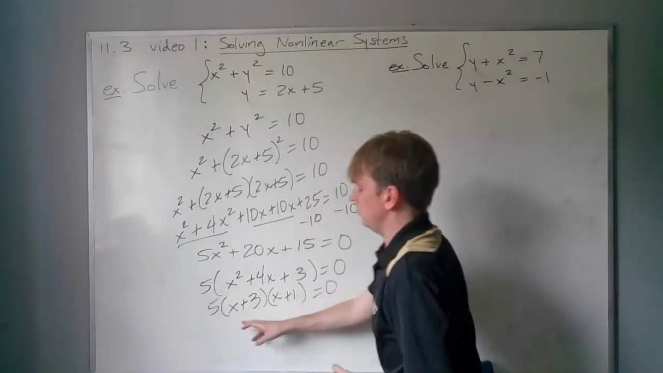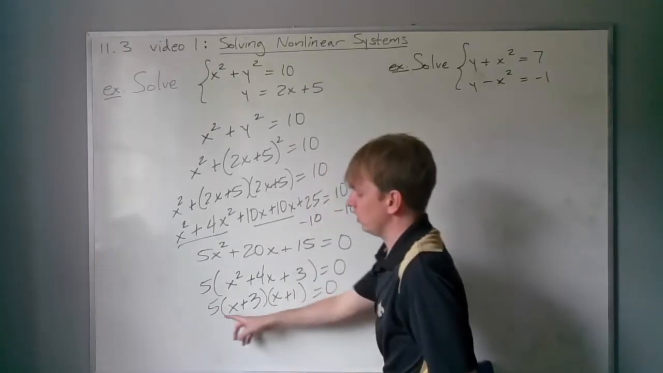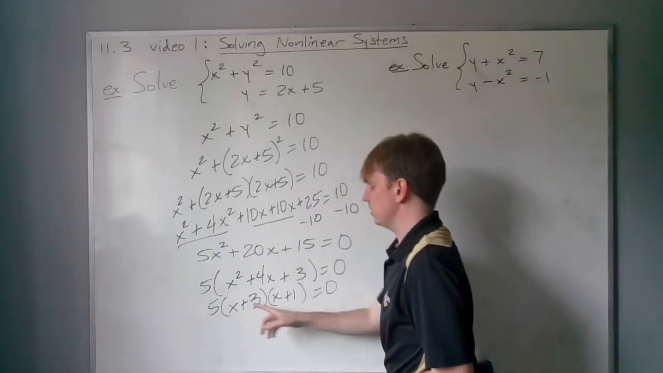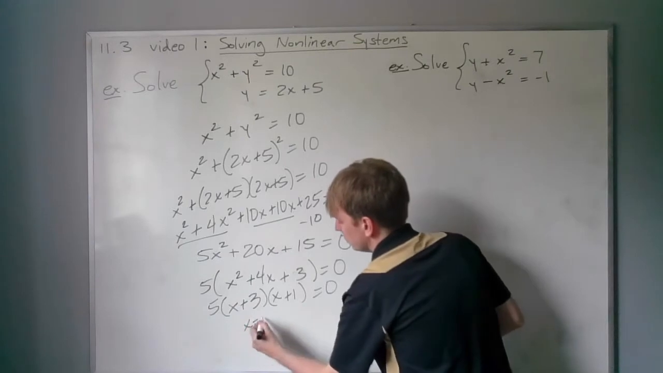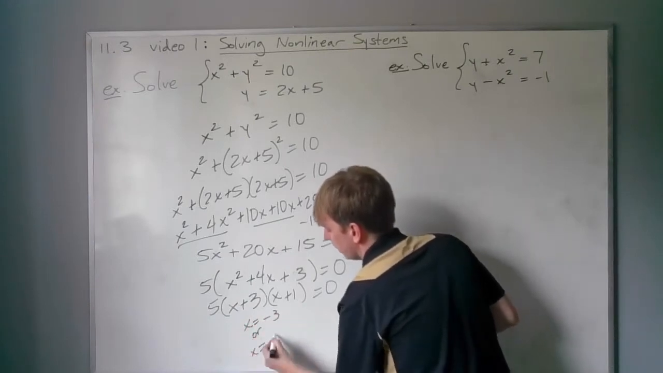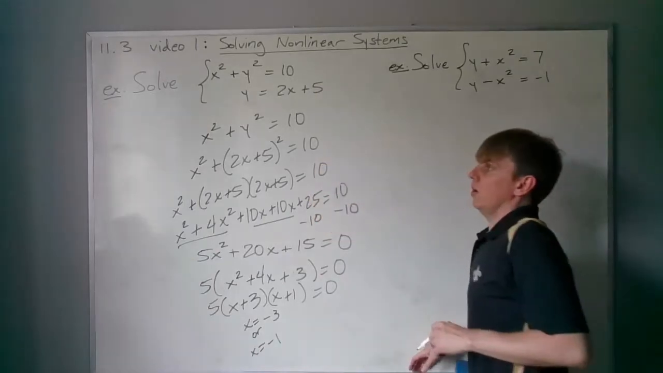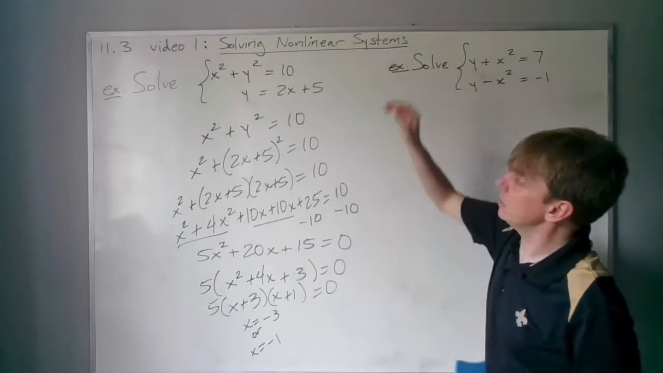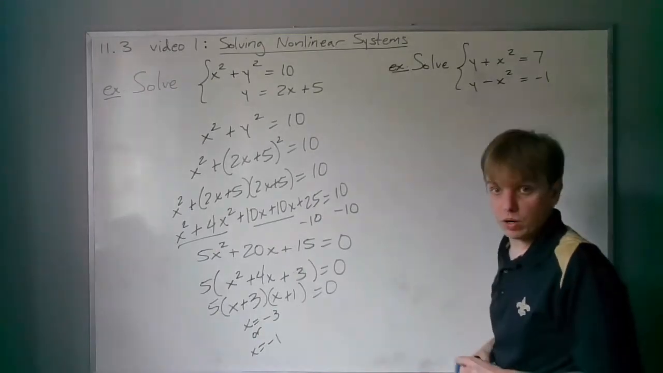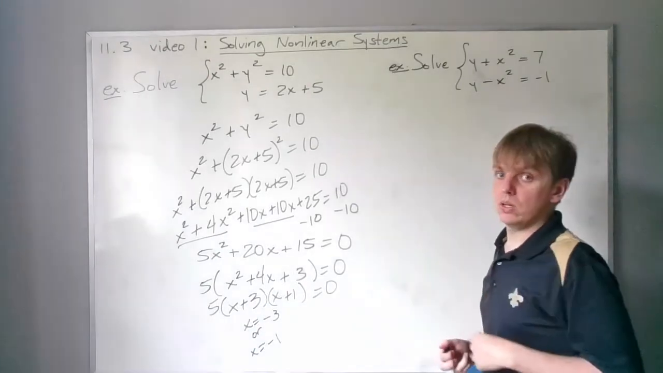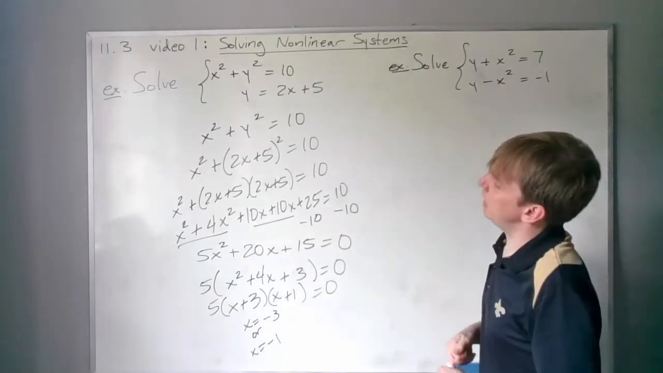Okay, so if this product is 0, then one of the parts of the product has to be a 0. 5 can't be 0, so either this is 0 or this is 0, which gives me either x is negative 3 or x is negative 1. Okay, as far as I know, both of those are viable, so I need to check both of them and figure out what the corresponding y is. So my solution to a system of equations should be a point. What's the value for each variable?